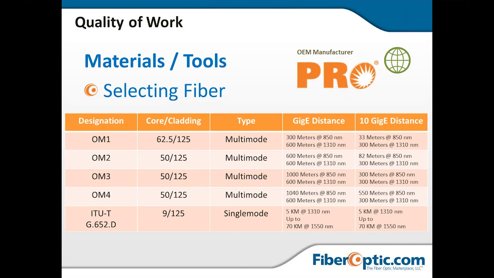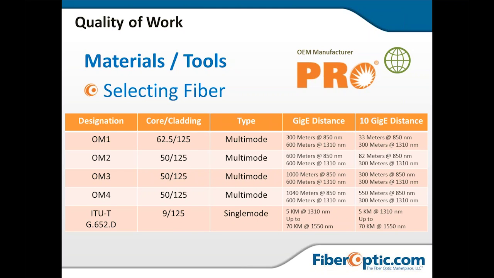And then look at where we get with the 9 micron core on a single mode fiber. Gigabit Ethernet, there's a couple of standards that I'll talk about in the other slide, but anywhere from 5 kilometers to 70 kilometers in distance is what we can get on a single mode fiber. So that just completely blows away the multi-mode fiber in the capabilities for what it can deliver in distance at any of these ranges.